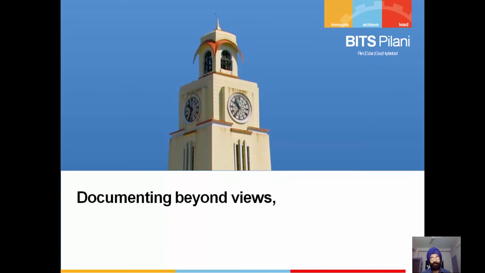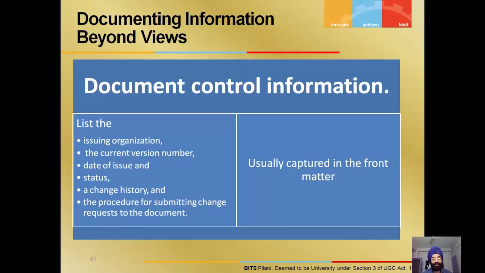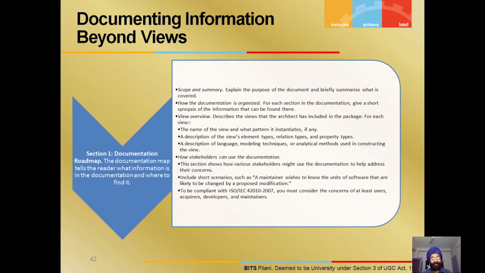Let us move beyond views and see what information is to be documented beyond views. Control information: you prepare a list, issuing organization, the current version number, the date of issue and the status, a change history, procedure for submitting change requests to the documentation. All this is written down, and usually this is put up as a front matter. And then we start. First thing we present is a documentation roadmap.